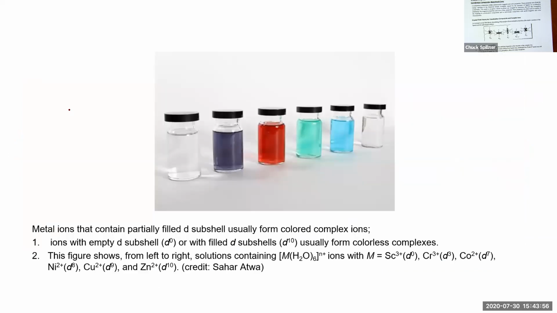And here's an example of different ions. These are different ions with partially filled d shells, except for on the very ends. The first position is a d0, so those are clear. And the last position is a d10, and that's also clear. In between, you have different complex ions with different numbers of electrons.